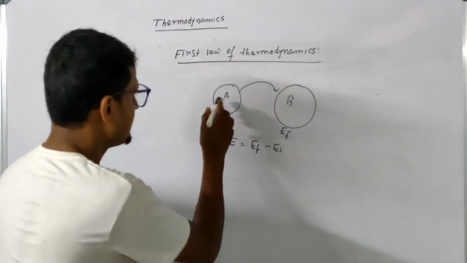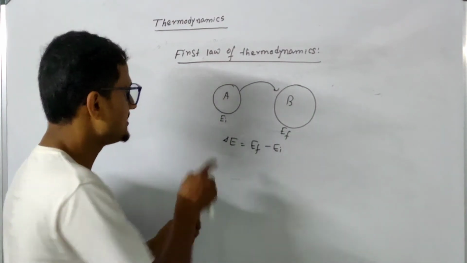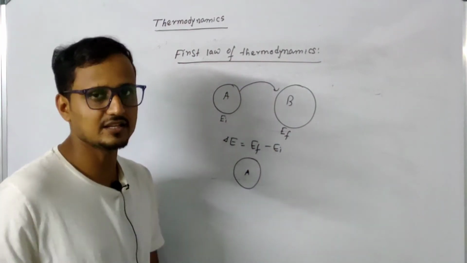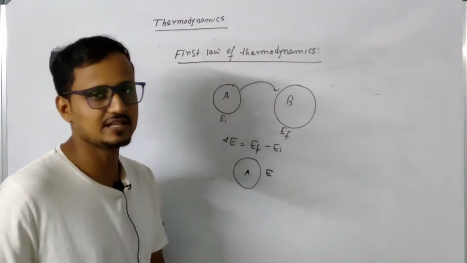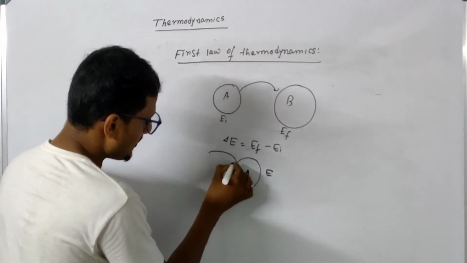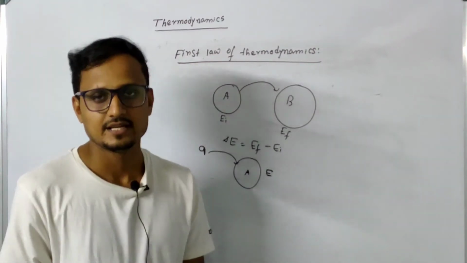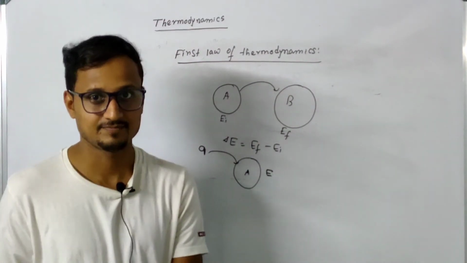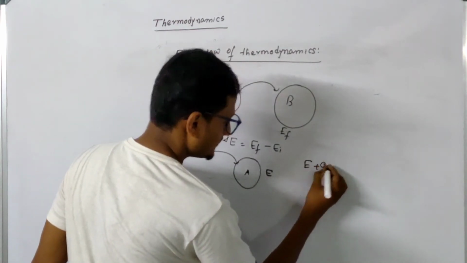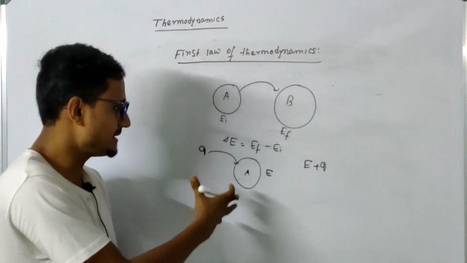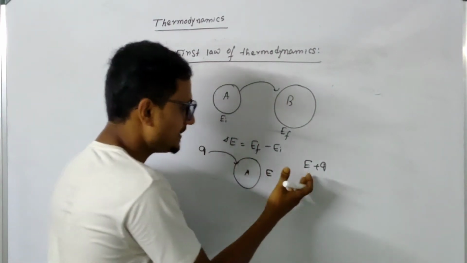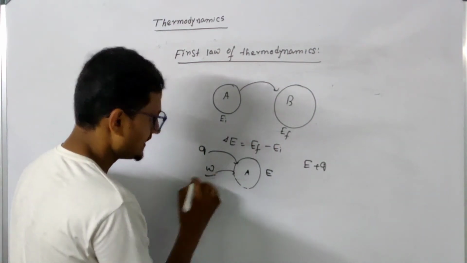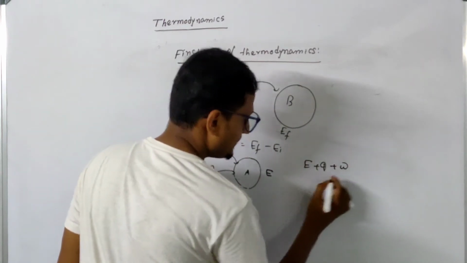Now the system is in state A, and its internal energy is E. Now Q amount of heat is given to the system, so the internal energy of the system increases and becomes E plus Q. Now if work is also done on the system, then the internal energy becomes E plus Q plus W.